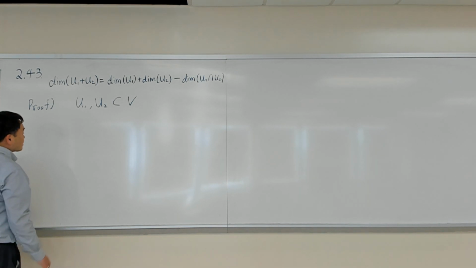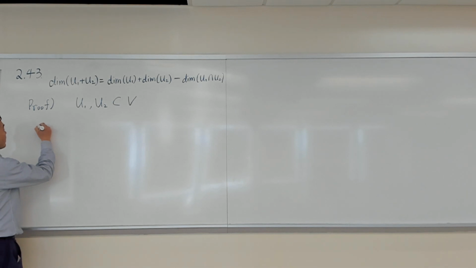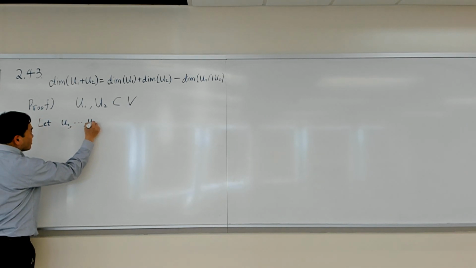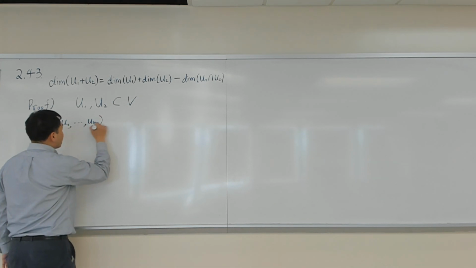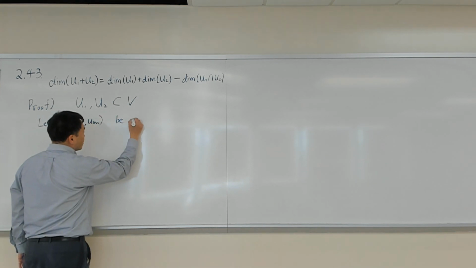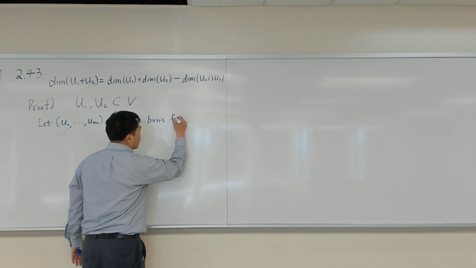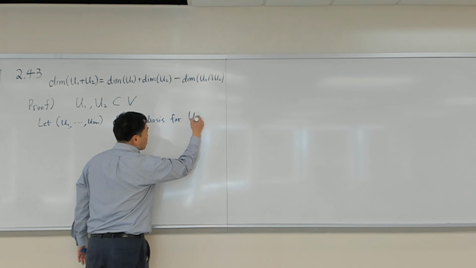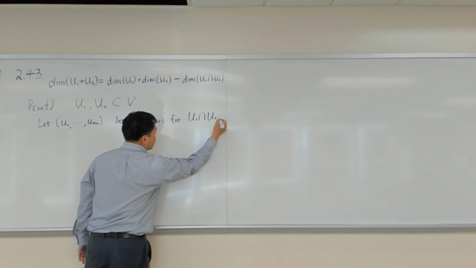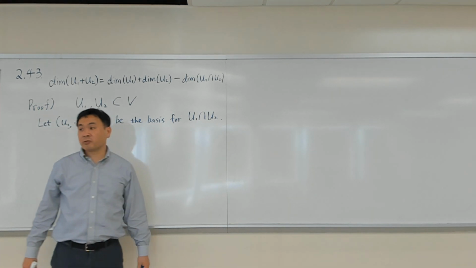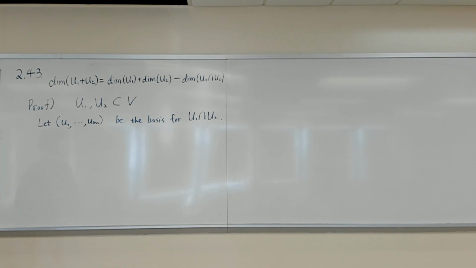So let's say u1 through um be a basis for U1 intersection U2. And this is possible because we already proved that U1 intersect U2 is a subspace.